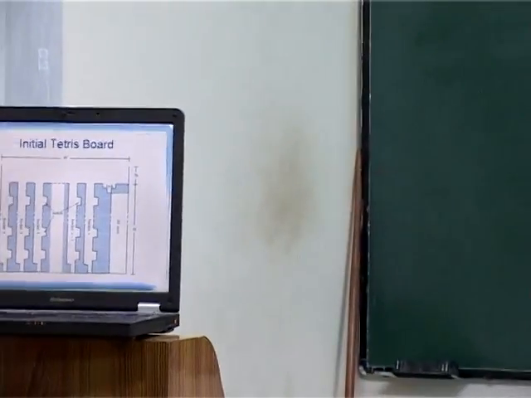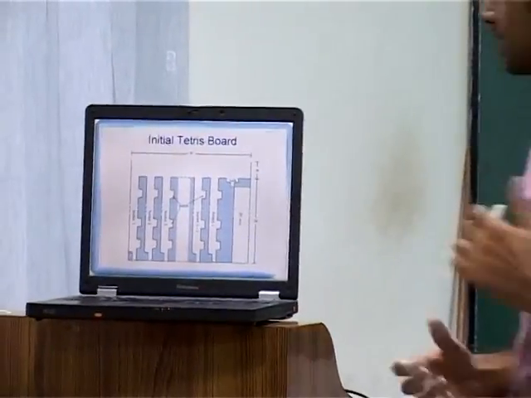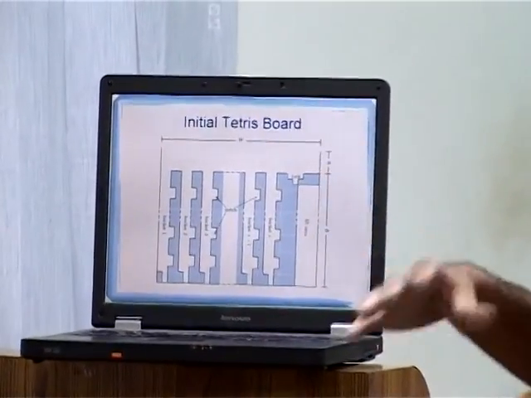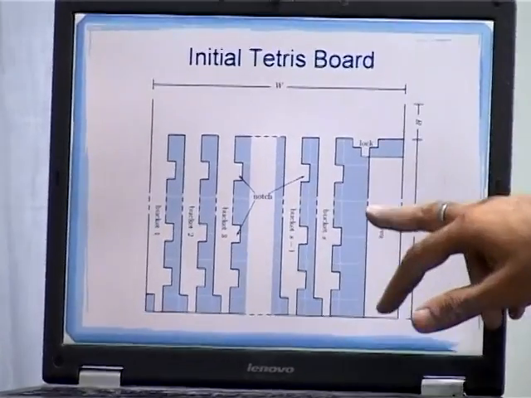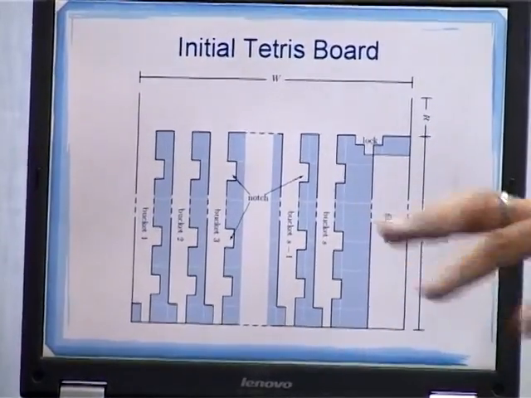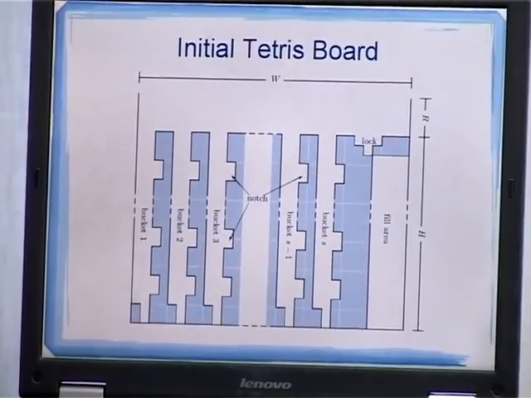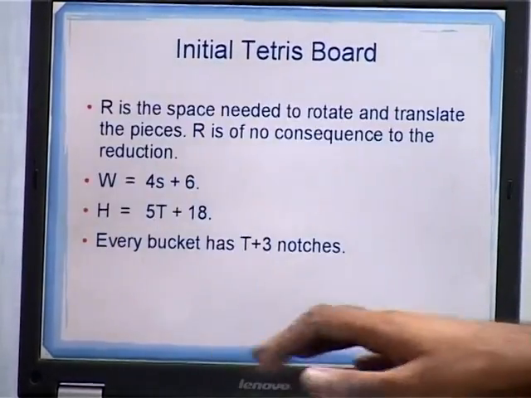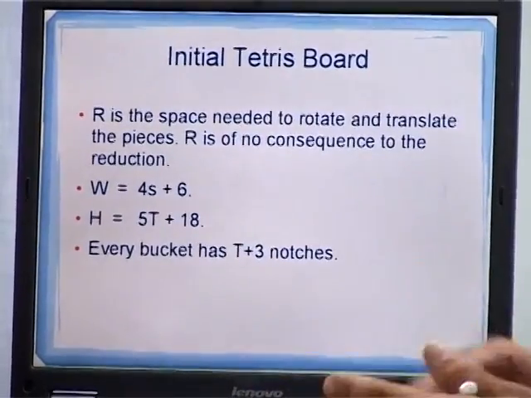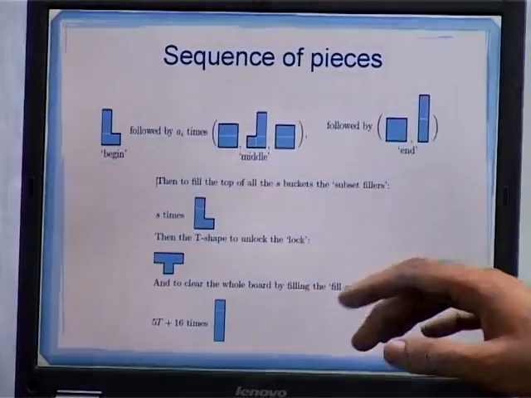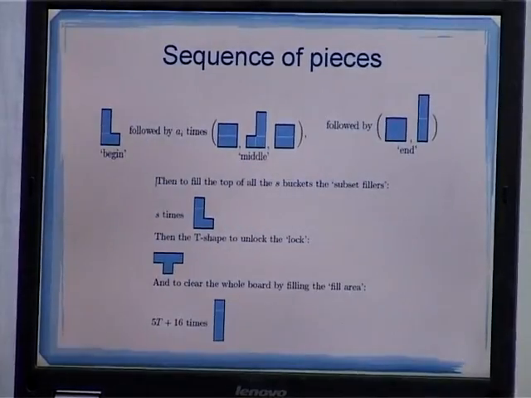So this piece I would be giving almost at the end of the sequence, after I have given all the numbers, and then I would be clearing this whole board, filling this fill area using the 4x1 Tetris piece. Okay, so how do I do this?